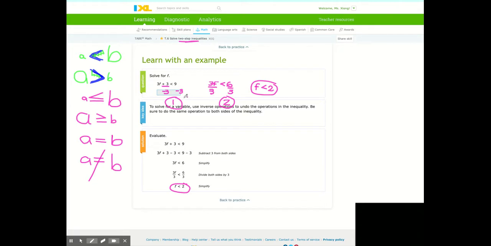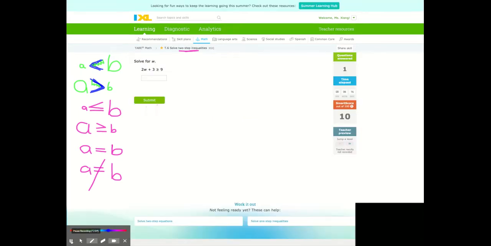So the only difference is that we're not just doing one-step inequalities. We're going to have to do two steps. So if you saw, I had to do two operations. Any questions? Okay, recording.